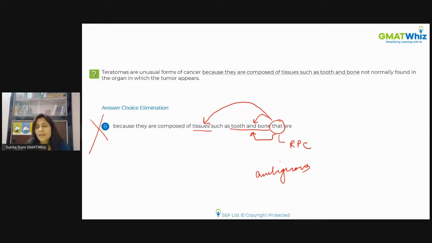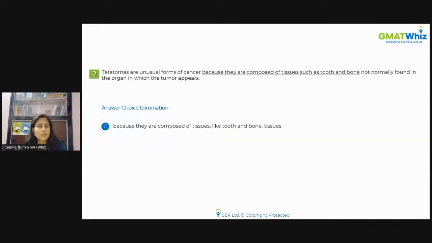The context doesn't tell me whether it is the tissues that are not normally found or the tooth and bone that are not normally found. And this ambiguity is the reason why B has to be eliminated. A relative pronoun clause must very clearly indicate which noun it is modifying. We teach you this in our course that the modified entity and the modifier pair must be very clear, very logical. No ambiguity is allowed. All right, guys. So just hold on to any questions if you have about B. I'm going to give you a chance to ask those questions.